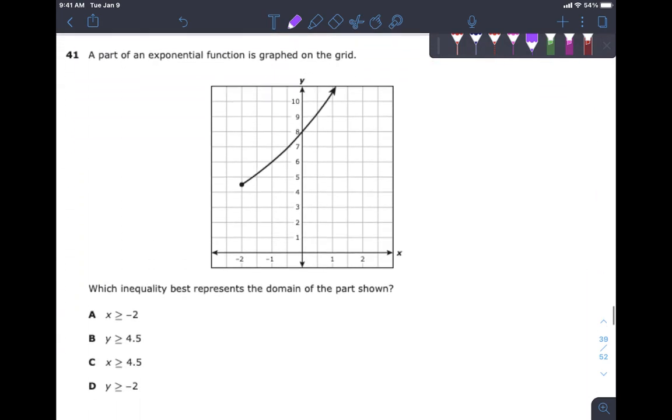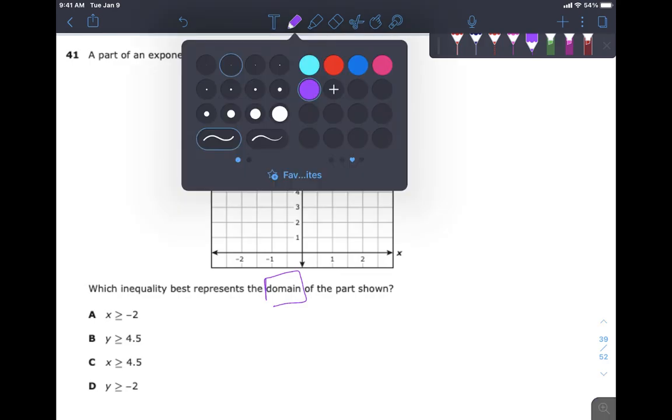Okay. Number 41. A part of an exponential function is graphed on the grid. We've never done this before. Which inequality best represents the domain? Now, the great thing about this is domain and range is the same exact concept for every single graph that you will ever see. Doesn't matter what it looks like, doesn't matter what its equation. Okay? So do not ever let yourself get convinced that you don't know something, because you do.